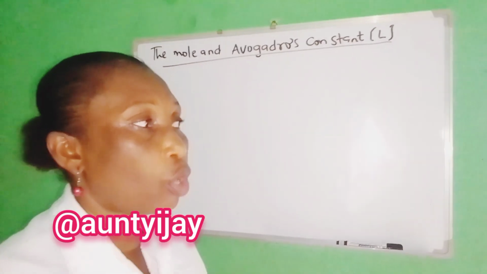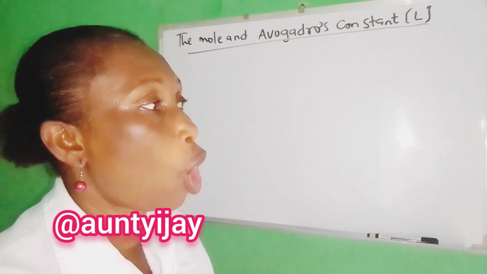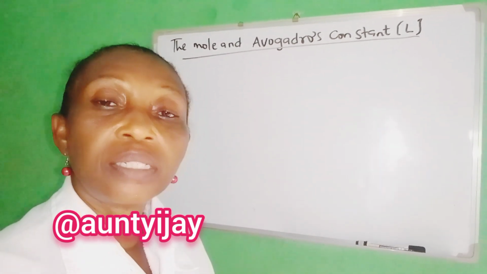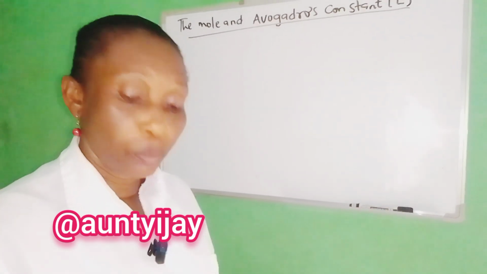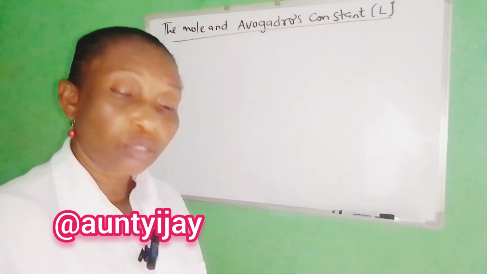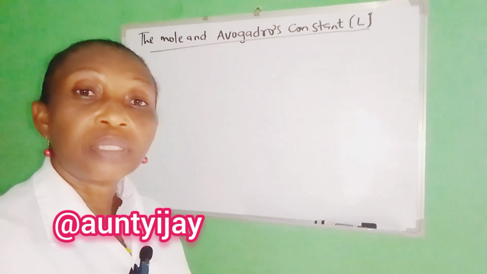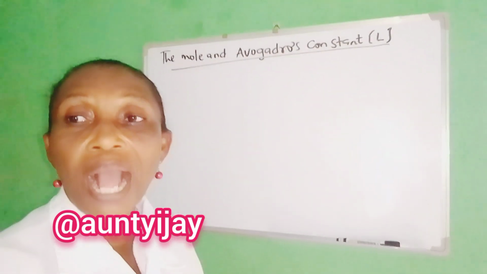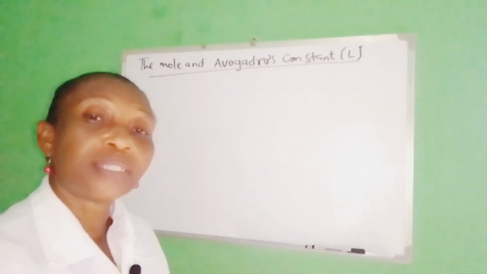Today we are going to continue with the mole concepts. Recall that the last time we talked about the mole, we discussed the mole and the mass of compounds, which we call the molar mass. We talked about that the molar mass of a compound is the mass of 1 mole. And then we also talked about the mole and the mass of elements.